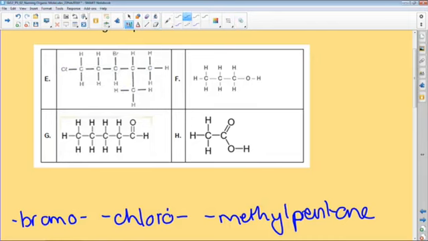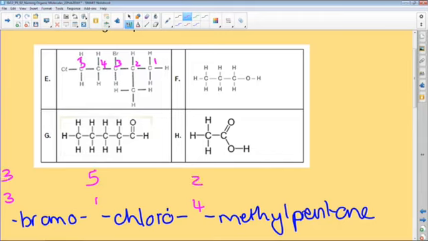So now we look at this and we go, fine. If I number from this way, I'm going to go 1, 2, 3, 4, 5. So that means the chlorine would be on 1, the bromine is on 3, and the methyl is on 4. That doesn't look like a bad option. Let's go the other way around. And we're going to go 1, 2, 3, 4, 5. This doesn't look like a good option because this is 5, the bromine's on 3, so that's the same, and then the methyl group's on 2.